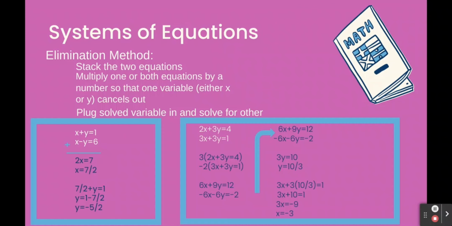And then to solve for the x variable, you could use either equation. I used the second one, 3x plus 3y equals 1, and I plugged in 10 thirds, so I got 3x plus 3 times 10 thirds equals 1. And then what I did is I canceled them out. The 3's and the 10 thirds cancel out, so it leaves me with 3x plus 10 equals 1. And then I subtracted the 10 from both sides, and I got 3x equals negative 9. And finally, I divided by 3 for both sides, and I got x equals negative 3. So the solution leaves me with x equals negative 3 and y equals 10 thirds.